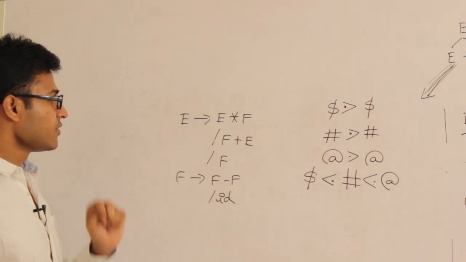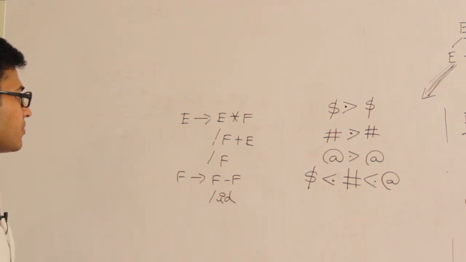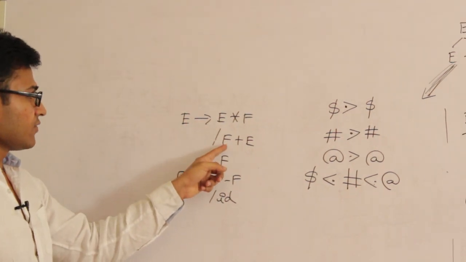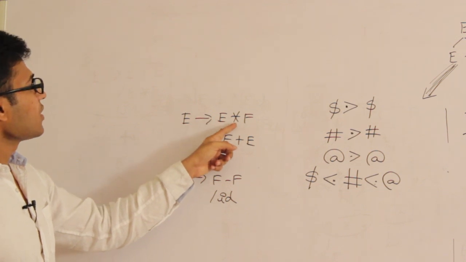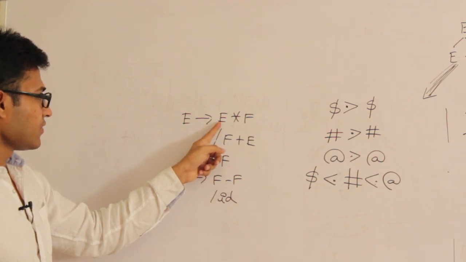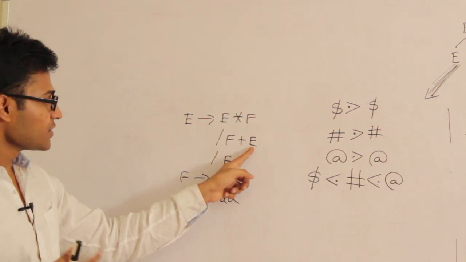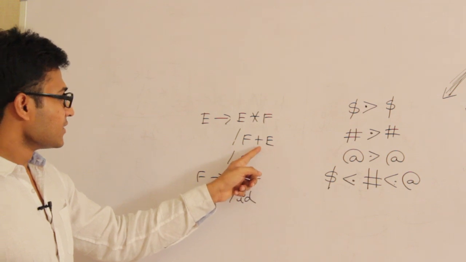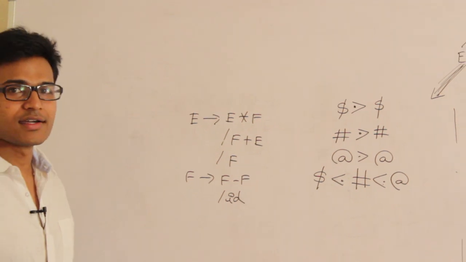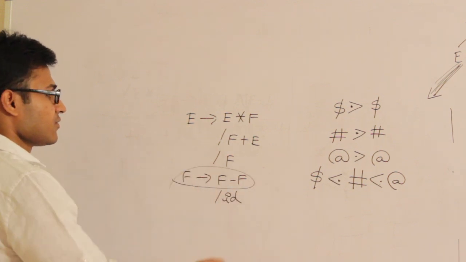Therefore, the highest precedence will be given to minus, right? So among plus, star and minus, the highest precedence is given to minus. If you look at the associativity, star is defined as left recursive, therefore it is left associative, and then plus is defined as right recursive, therefore it is right associative. And minus is defined as both left recursive as well as right recursive, therefore its associativity is undefined.